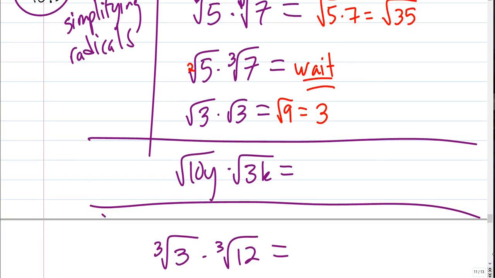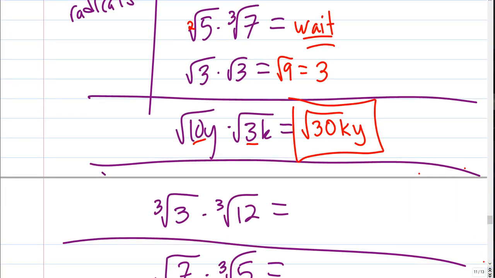So this is where we're going to start. If I have the square root of 10y times the square root of 3k, these can multiply together. You multiply the 10 with the 3, so we end up with the square root of 10 times 3, or 30. And then y and k don't multiply together, so we would just have k and then y. That would be it.